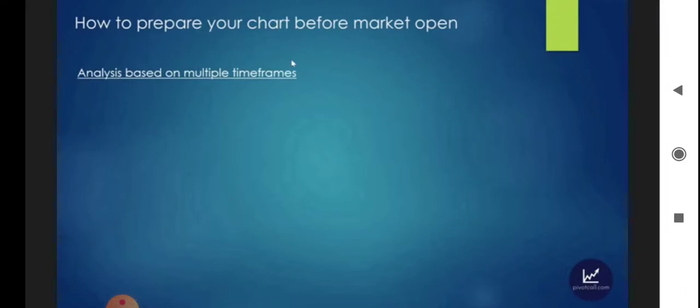What should I do? If you are a professional trader, you have to mark important levels on your chart, important locations, at least 30-45 minutes before market opens to know where is the support, where is the resistance. For that, you need to do the chart analysis based on multiple time frames.